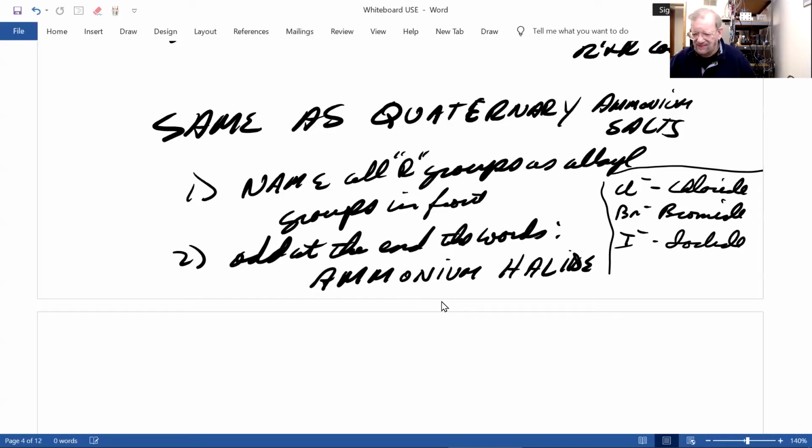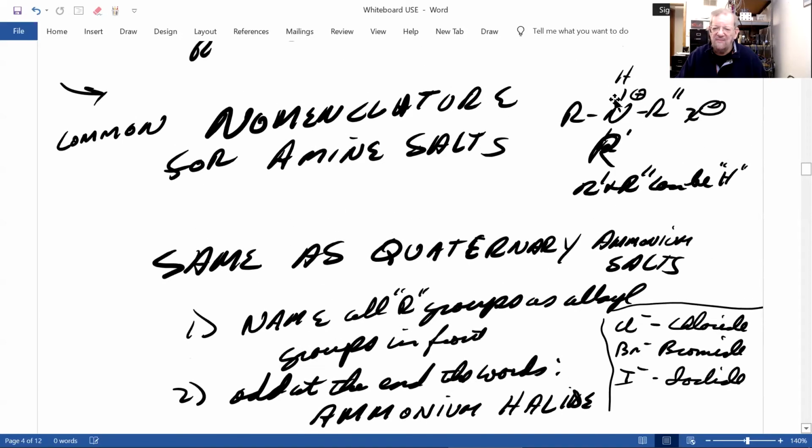iodide. Now, one of the things students always ask me is, well, if you name it the same as a quaternary ammonium salt, how can I tell the difference? Well, quaternary ammonium salt always has 4 R groups named in the front. But an amine salt never has 4. It can have 1, 2, or 3.